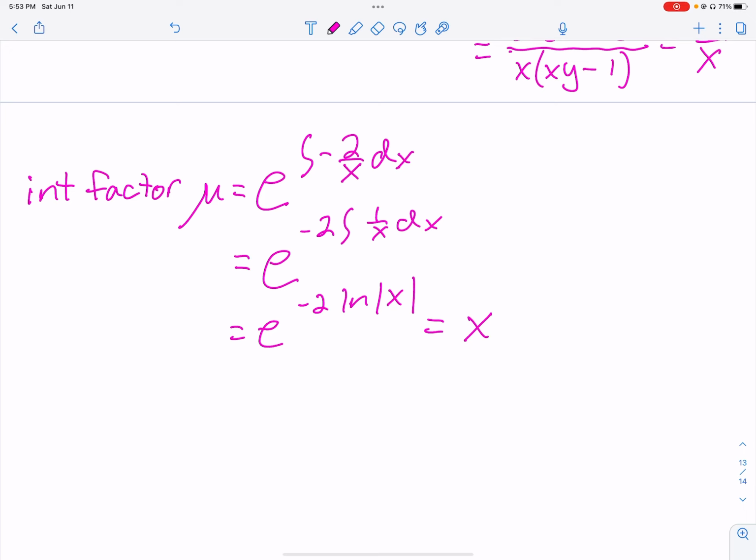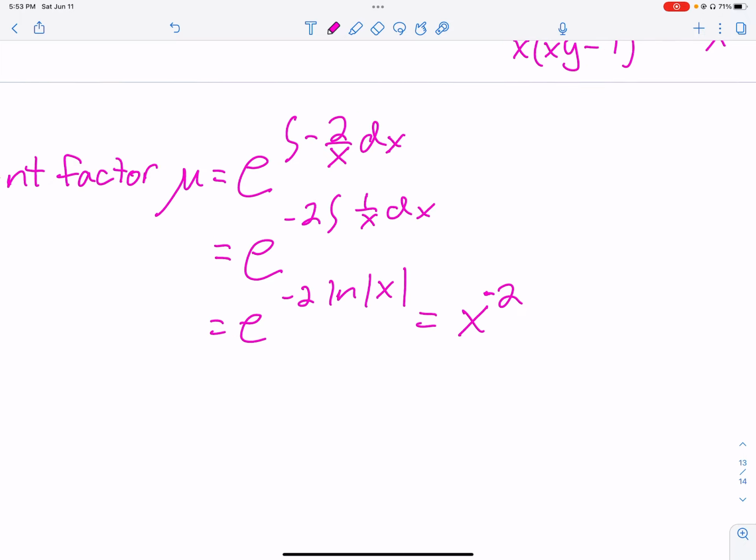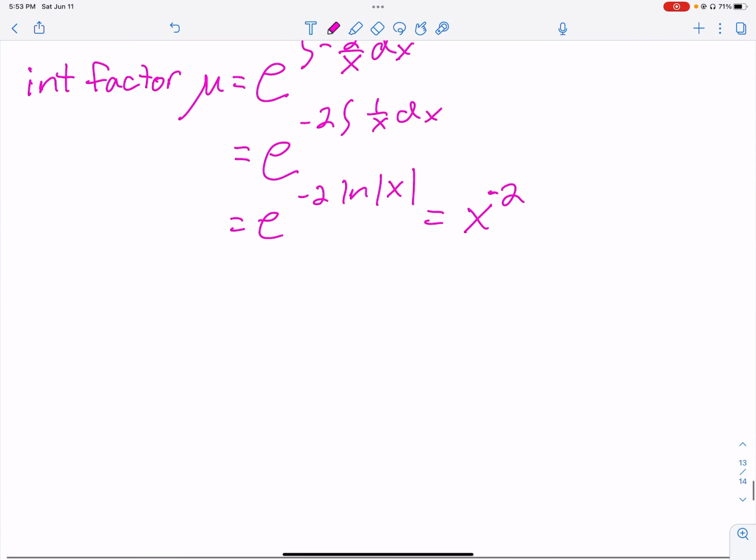This gets me x squared. I can drop the absolute value because it's a square. So there's my integrating factor. I can now multiply my dE that we started with by that integrating factor. So let's do that.